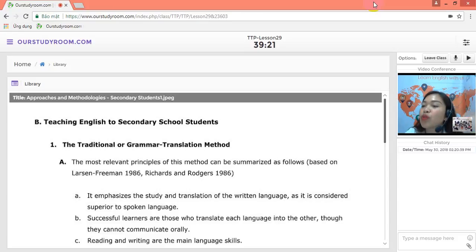Native language, the student's native language. For example, the Vietnamese language. Okay, that is their native language. So it is the medium of instruction. Sometimes teachers will give direction or instruction to our students using our language so that they can understand well, right?